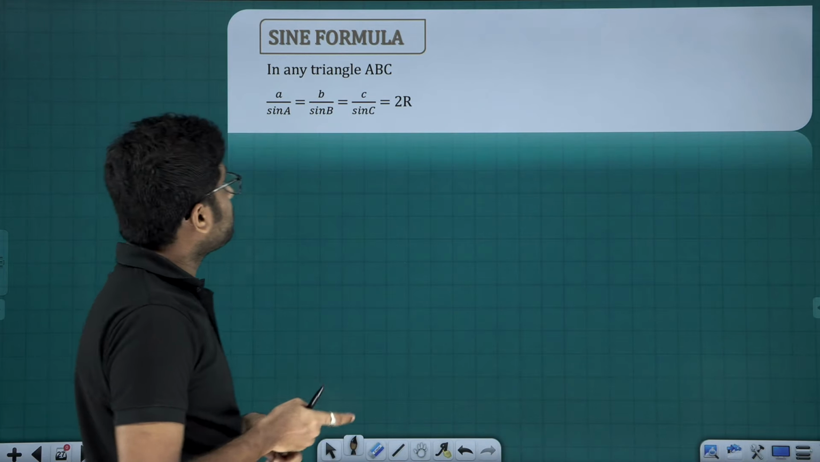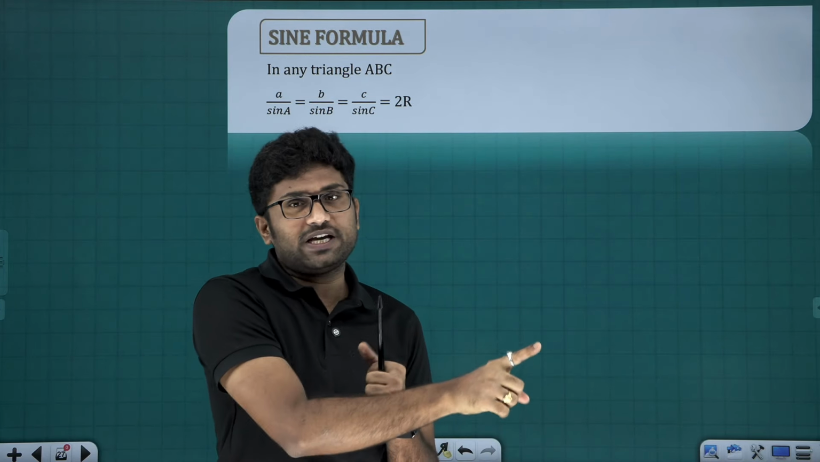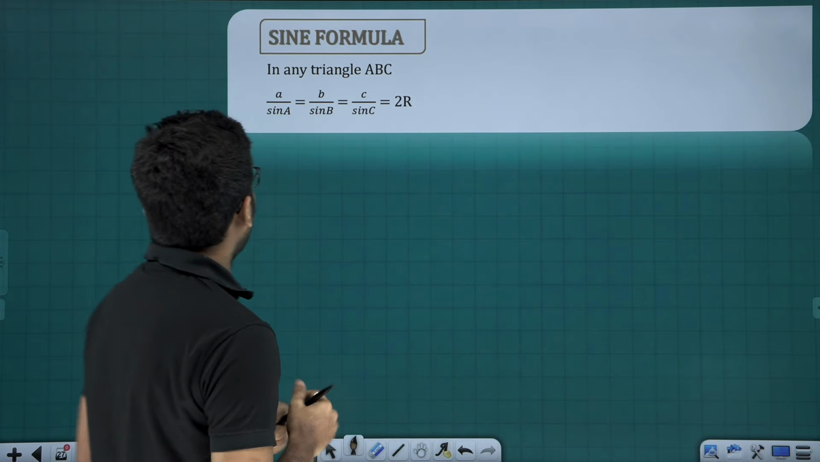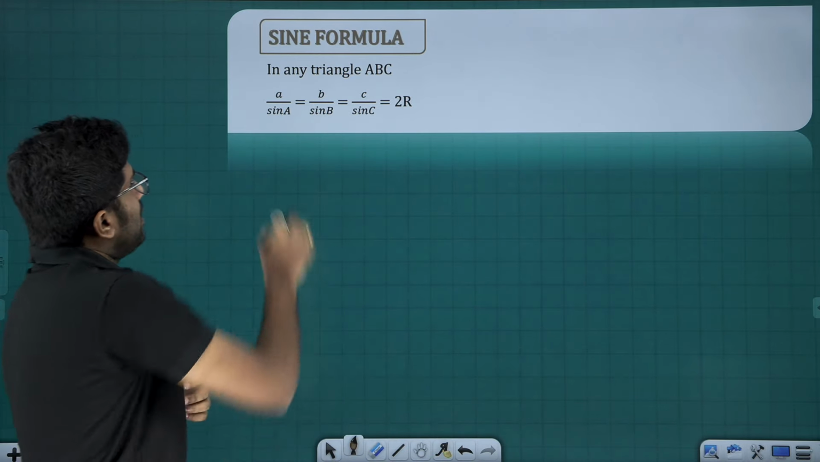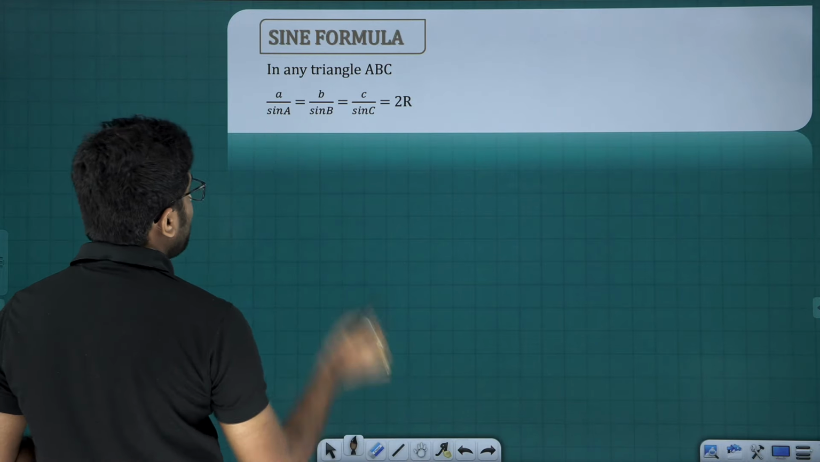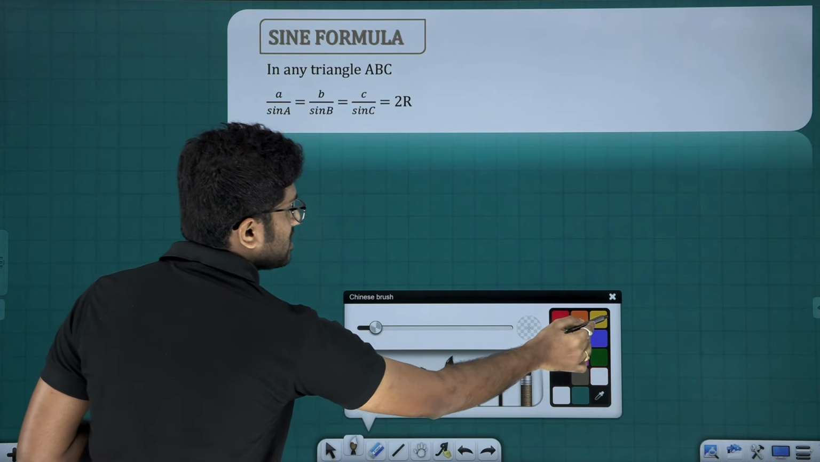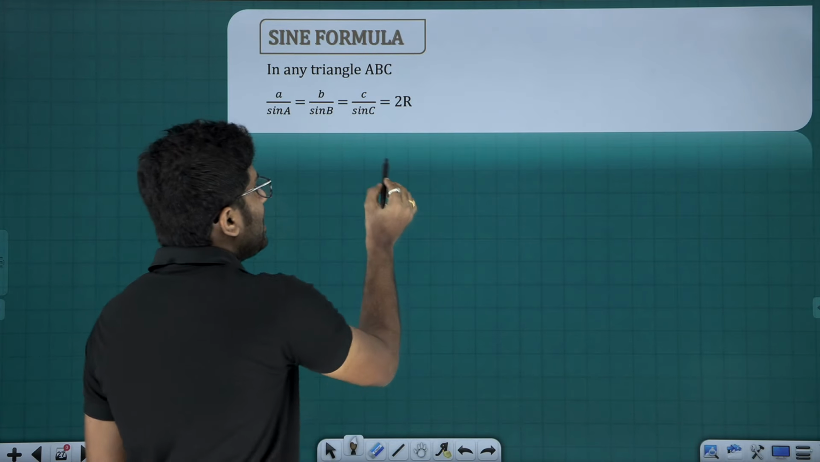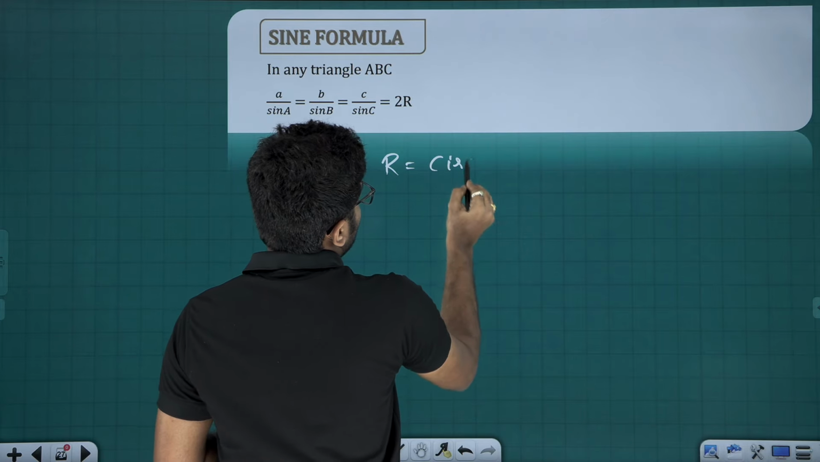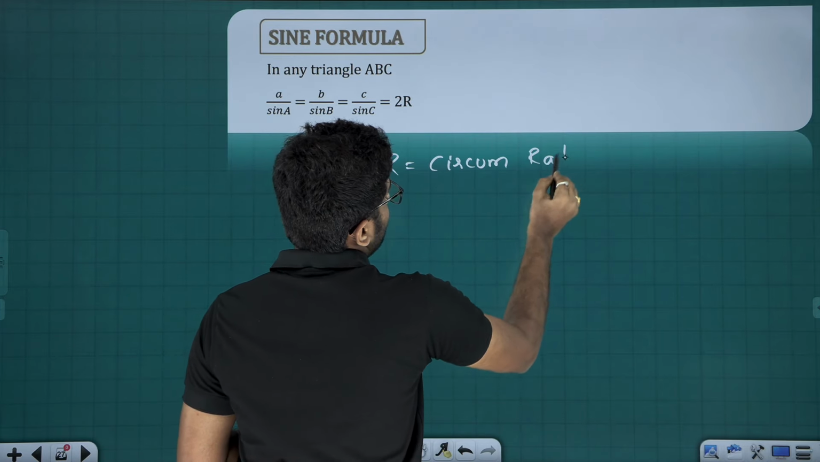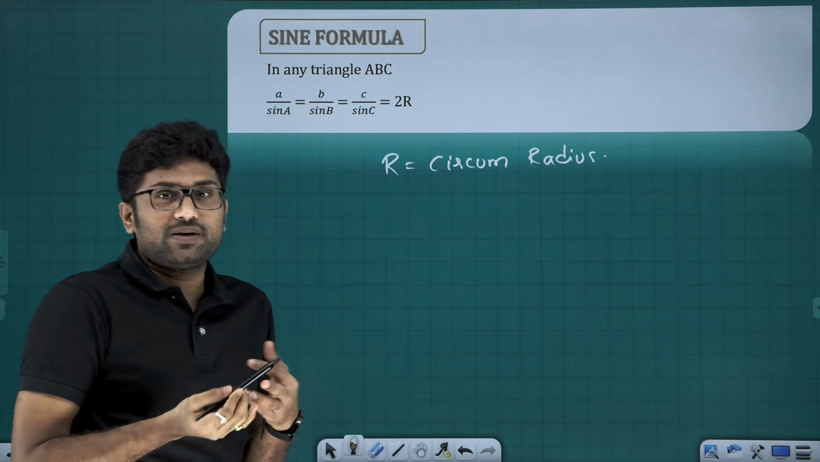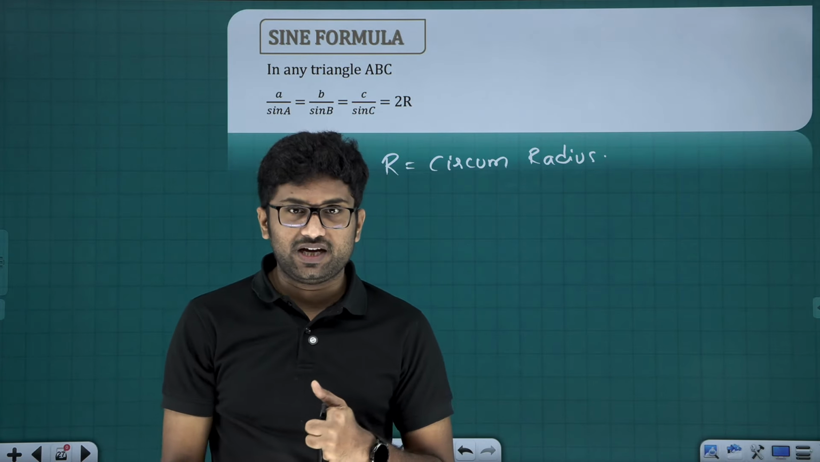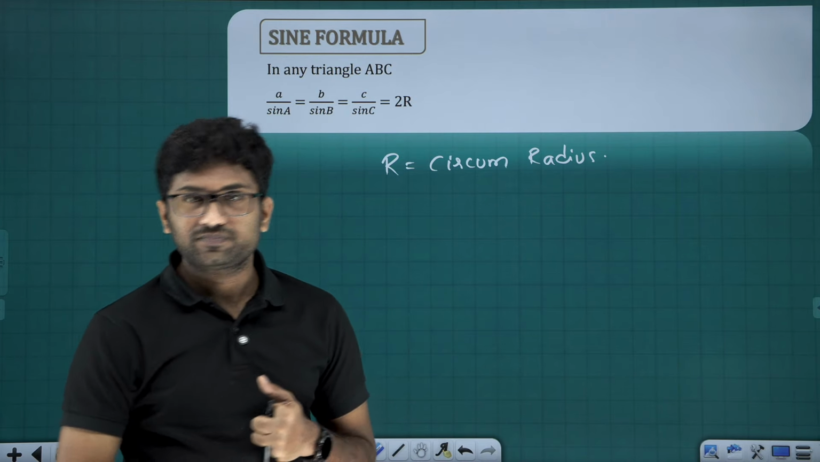Next, sine rule. Sine rule and cosine rule are two rules that give the relationship between sides and angles of the triangle, friends. In any triangle ABC, a by sin A is equal to b by sin B is equal to c by sin C is equal to some constant. This constant is equal to 2R, where R is the circumradius. What do you mean by circumradius? It is the radius of the circle passing through the three vertices of the triangle, that is, the radius of the circumcircle.